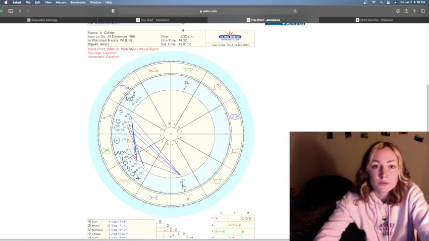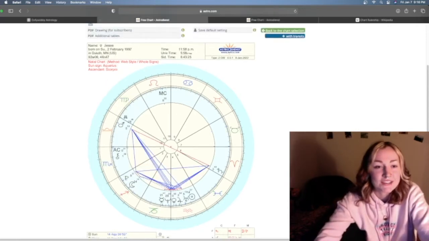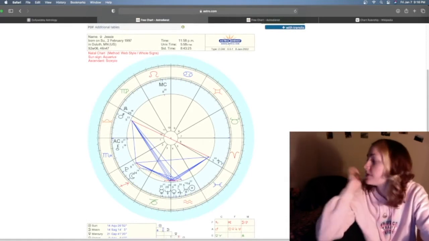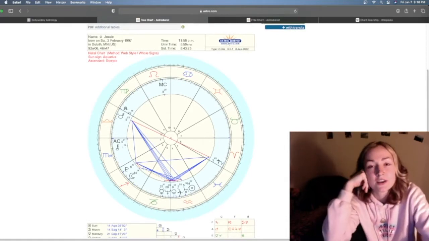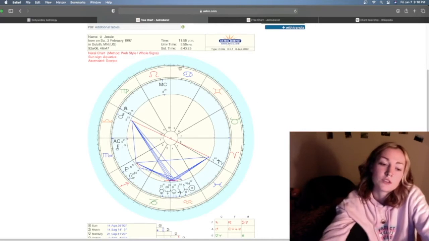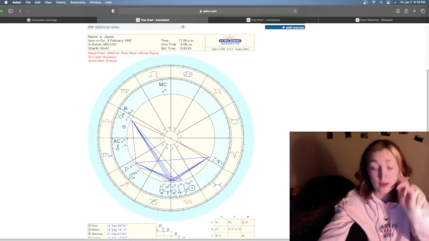Let's actually do it with someone else's chart. So this is my friend Jessie. Jessie has a night chart, which is going to be useful as we get into talking about some more techniques. So Jessie has just barely Scorpio rising, and Scorpio is traditionally ruled by Mars. So we look for Mars in her chart, which is right here. She has Mars in the 12th house.